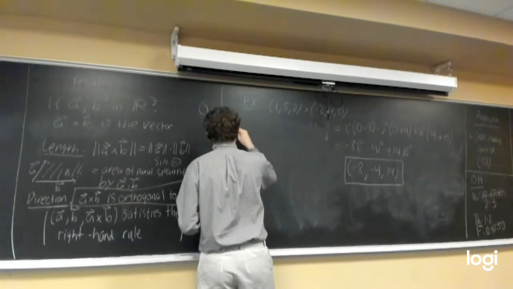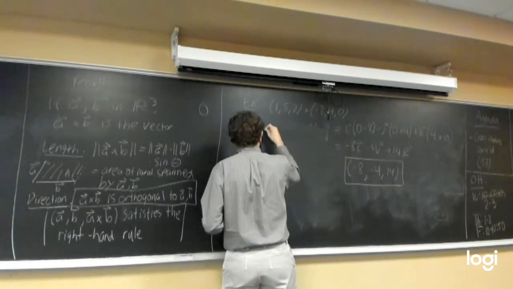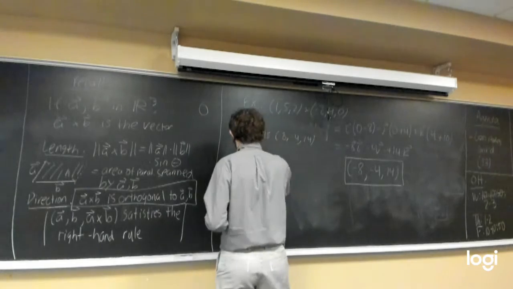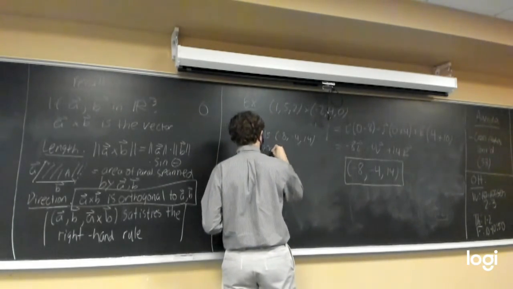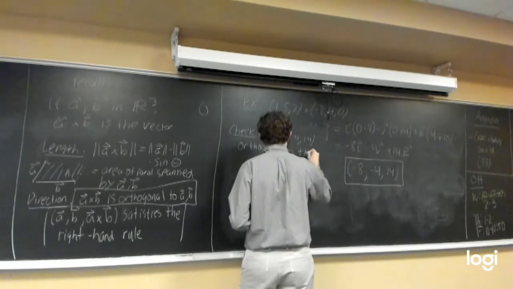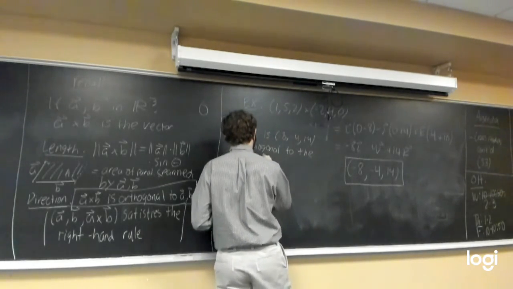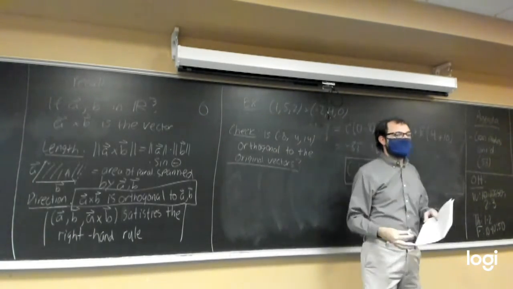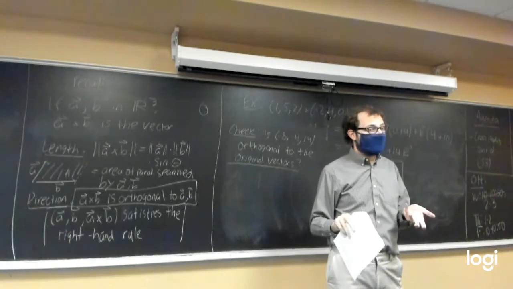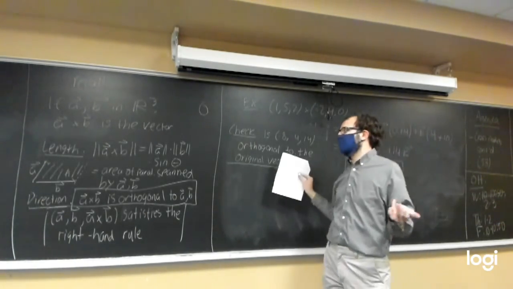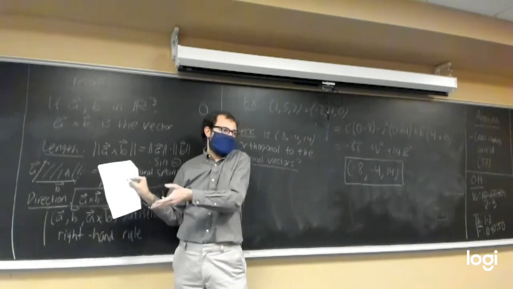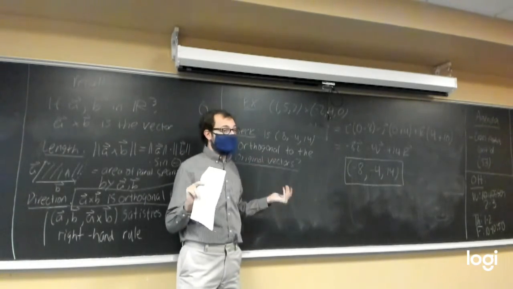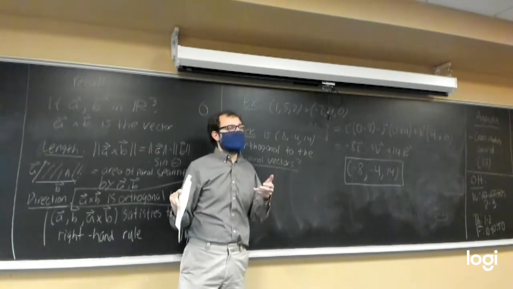So here we're just checking: is -8, -4, 14 orthogonal to the original vectors? And if the answer is yes, then that's a sign that we probably did the cross product correctly. I say probably because it is theoretically possible that it's orthogonal but just doesn't have the right length. But if we do the procedure and we come out with something that is orthogonal to the original two vectors, that's usually a good sign that we probably did it right.